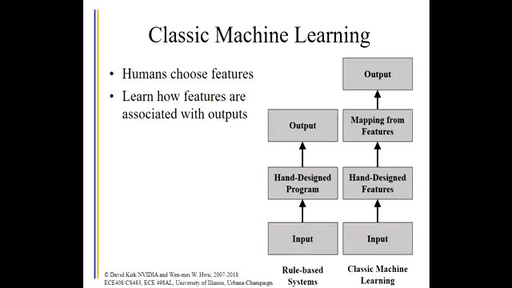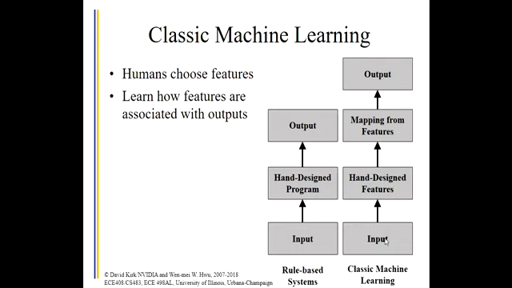Then we learn how these features are associated with the outputs. The grad student would say, "Here's a feature," and then we go through the data and see how this feature allows us to make better output from the input data. If you look at the processes, the rule-based approach was the classic one. You have the input, then some hand-designed program, all the rules that we program into our system, and then we get the output.